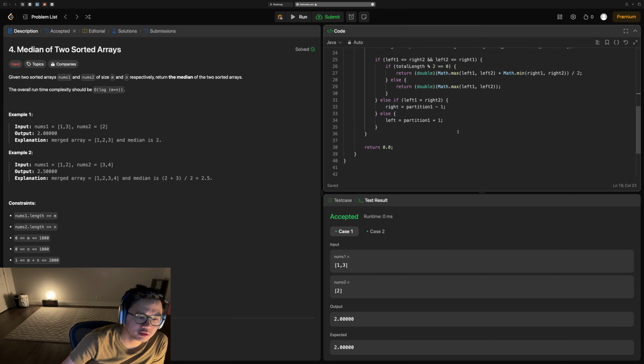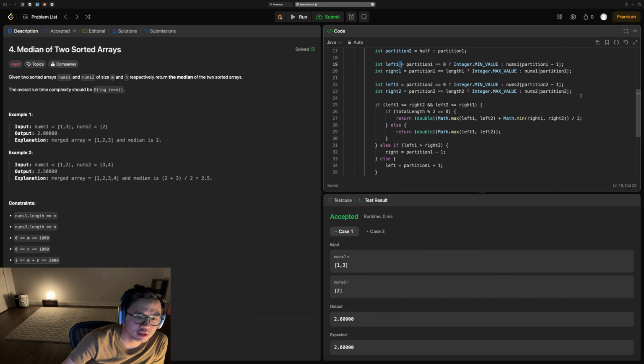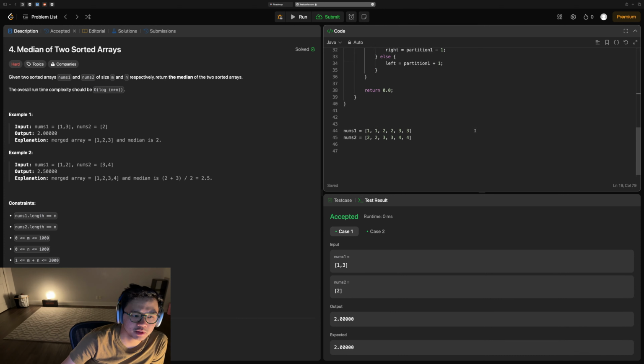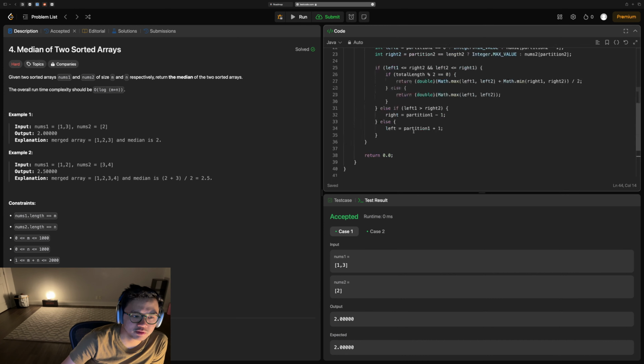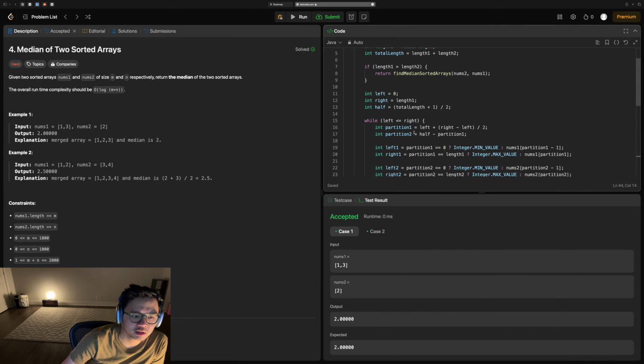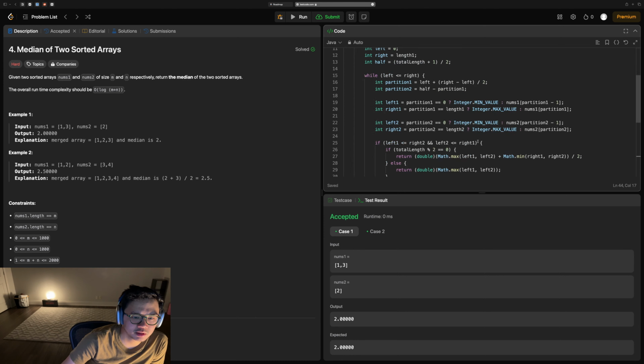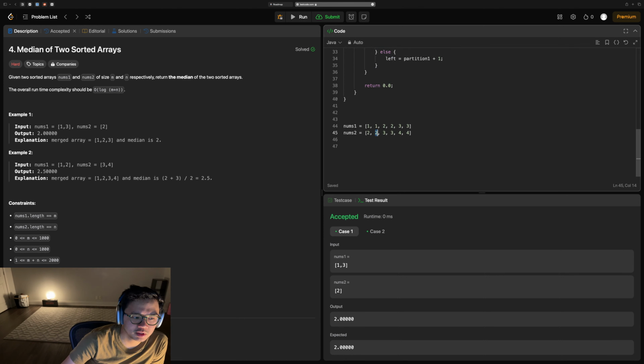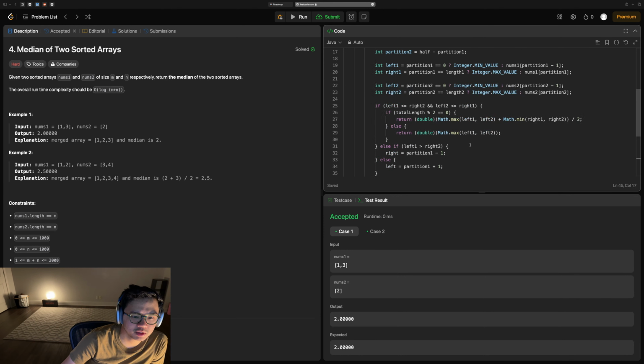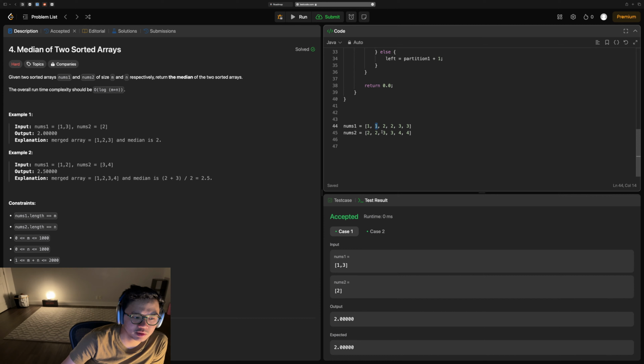Left 1 equals partition 0. So neither of these would be the case. So they would never equal these absolutes. Partition 1 minus 1. So left 1 would equal that. And then right 1 would be equal to this. Left 2 would be equal to that, right 2 would be equal to this. So is left 1 less than or equal to right 2? Yes. Is left 2 less than or equal to right 1? Yes. Maybe this was not a good example.